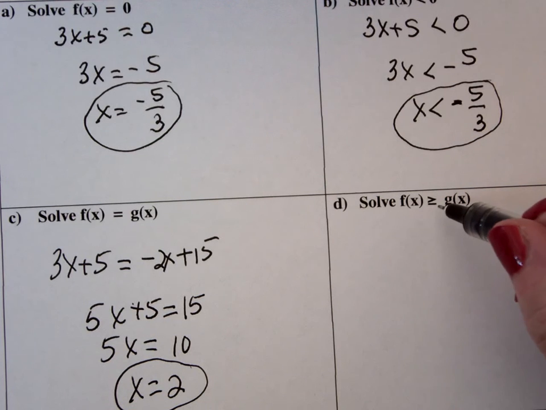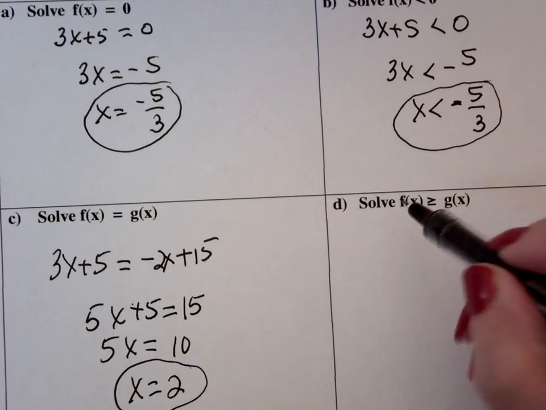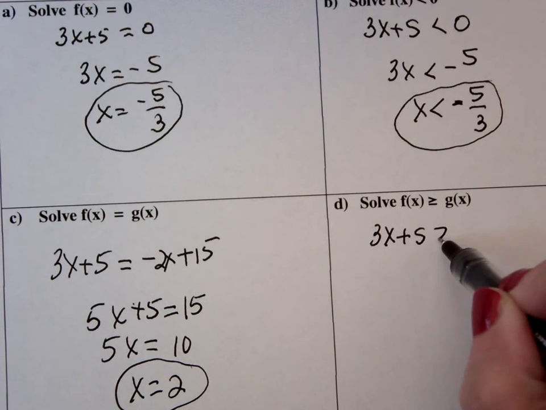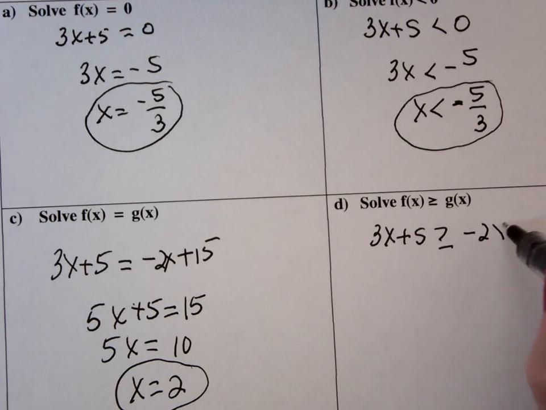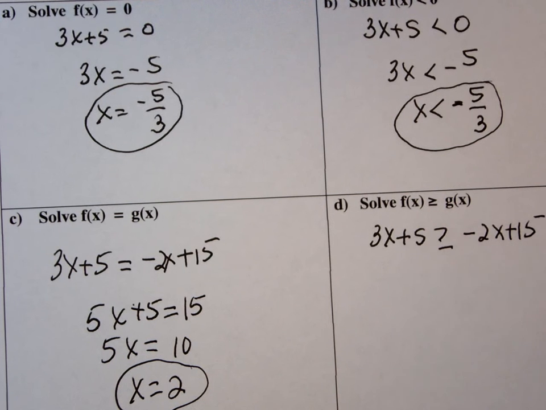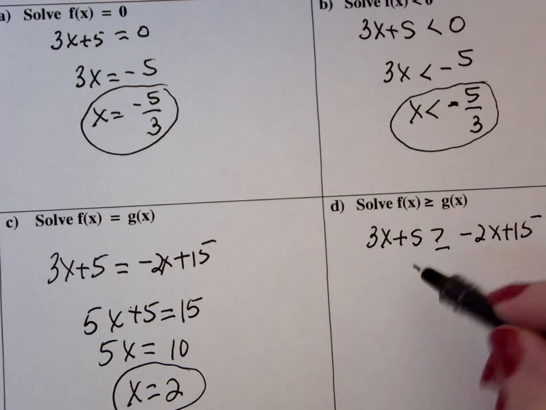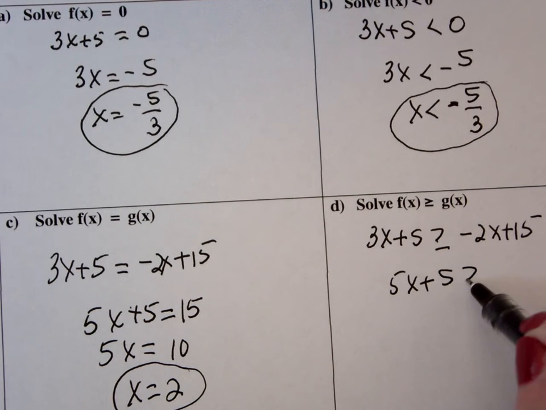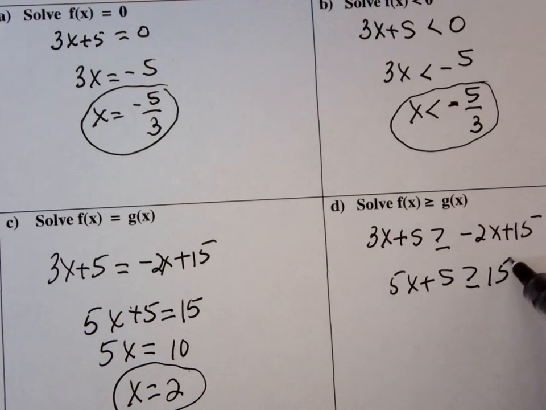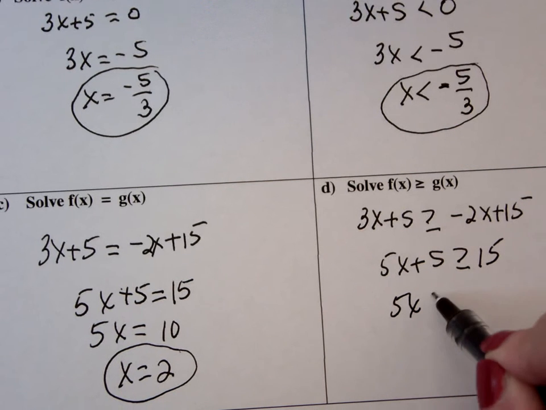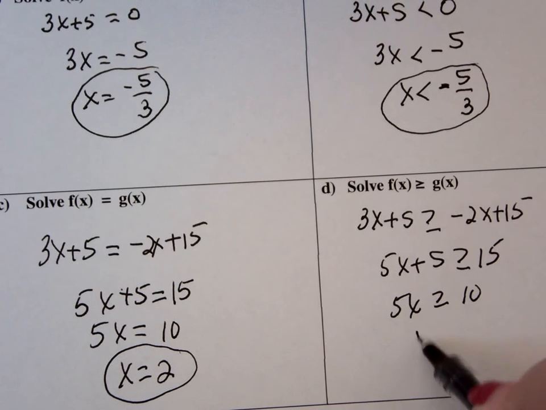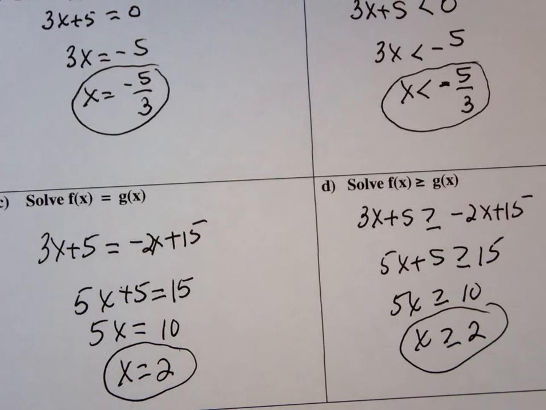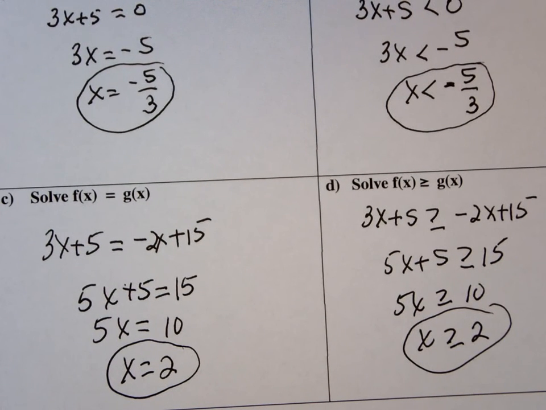Where f of x is greater than or equal to g of x. So where 3x plus 5 is greater than or equal to negative 2x plus 15. 5x plus 5 is greater than or equal to 15. 5x is greater than or equal to 10, or x is greater than or equal to 2. Those all have specific meanings.